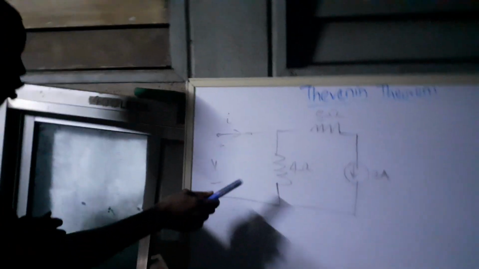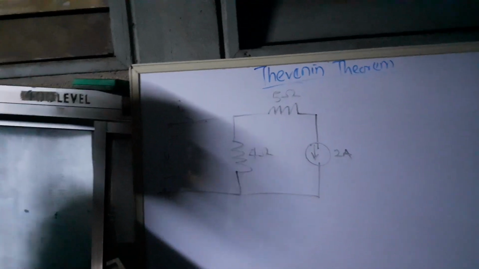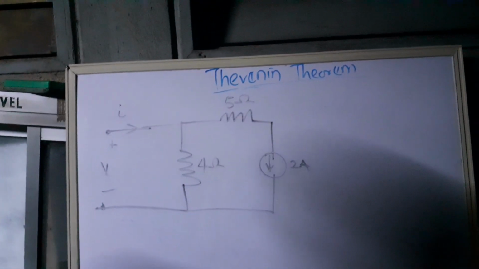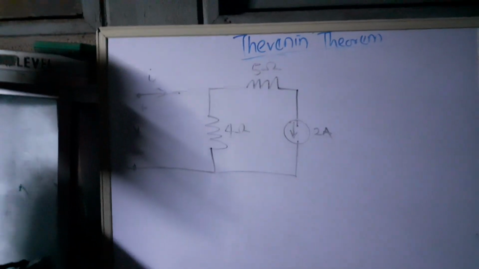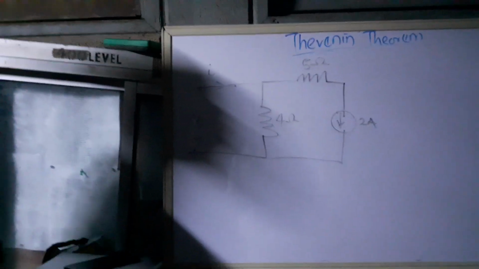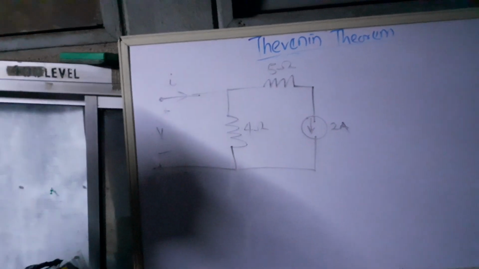It says: find the IV law describing this network. Just the relationship between I and V. That's what they are asking for.